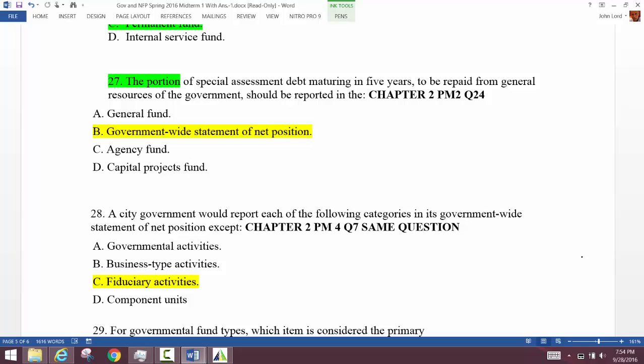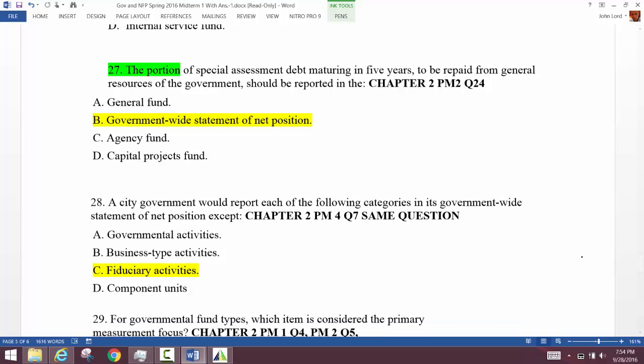Non-current. Where do we report non-current liabilities? On the government-wide statements, right? People have trouble with that one because they don't catch the 5 years, right? Okay? Okay, good. How about this one?